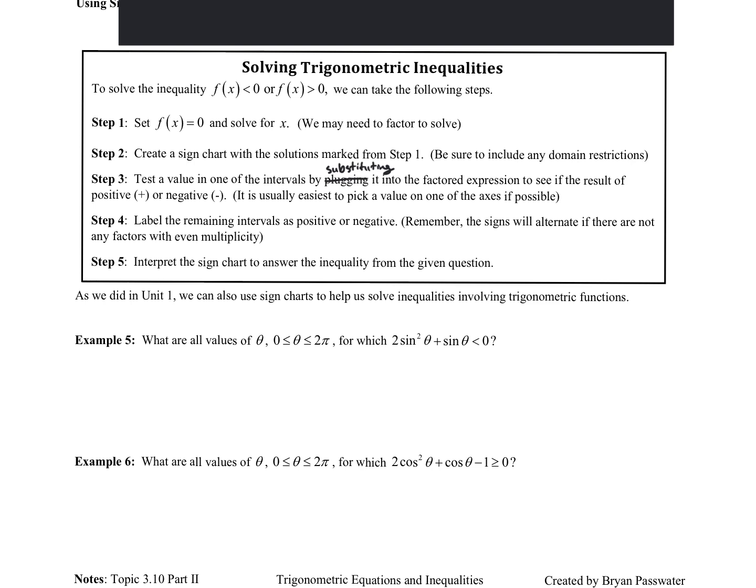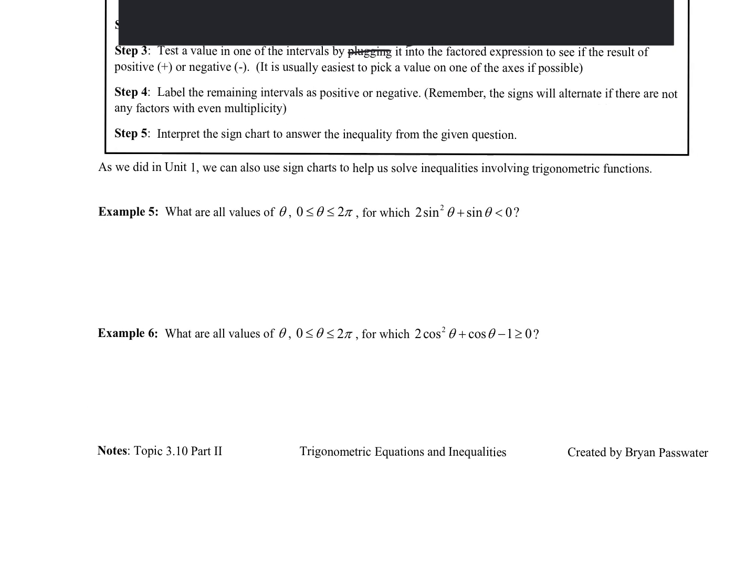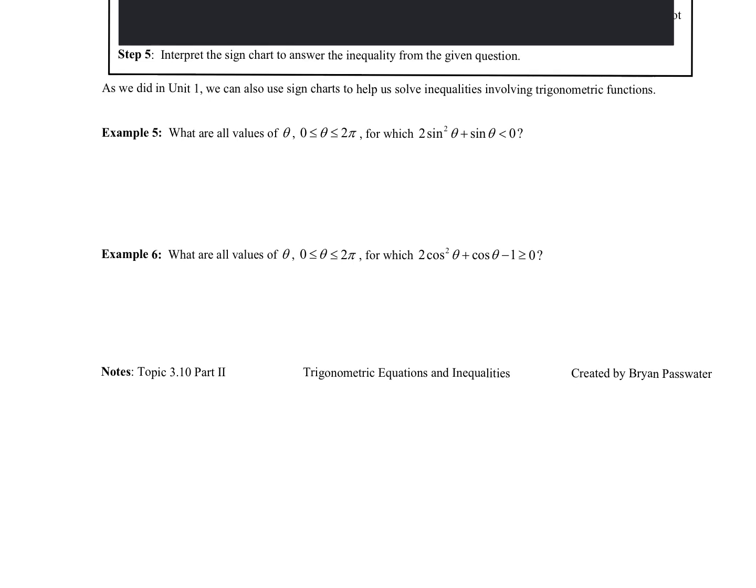Step 4, label the remaining intervals as positive or negative. Remember, the signs will alternate if there are... the sign chart to answer the inequality from the given question. All right, so after we do everything, we finally look at the sign chart.